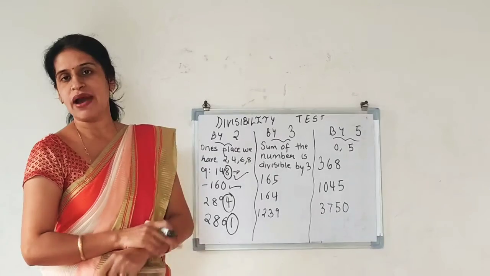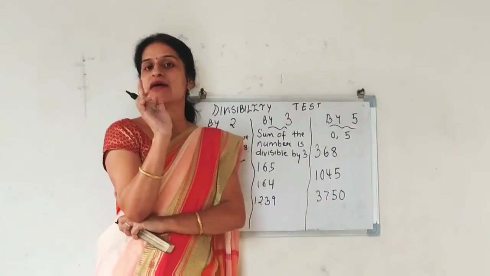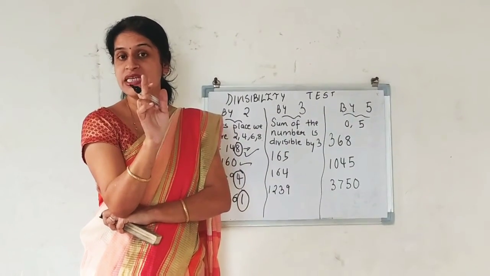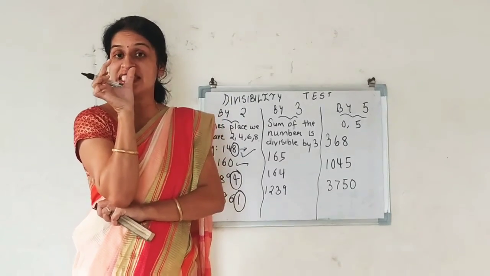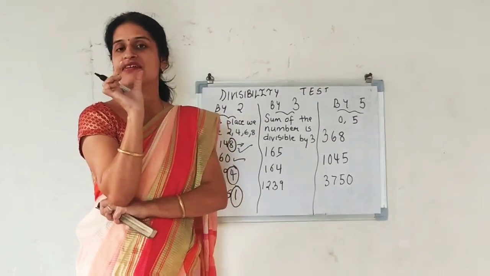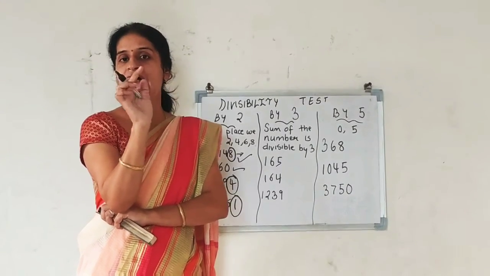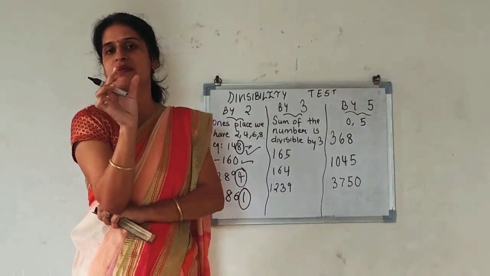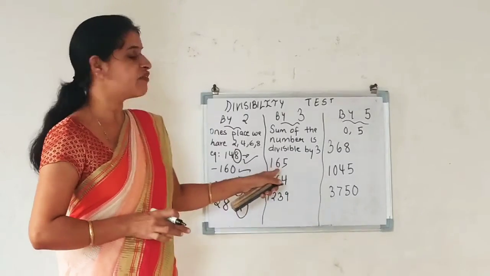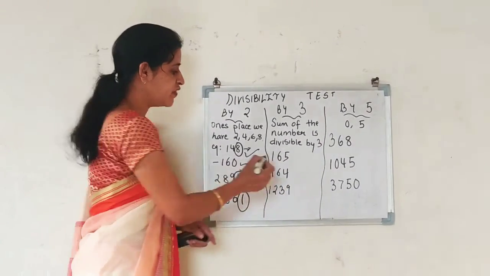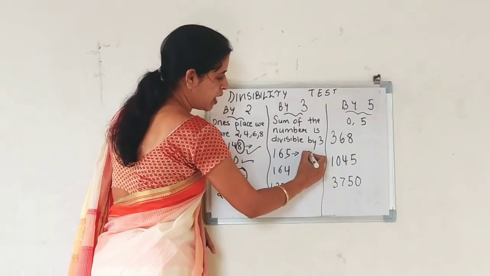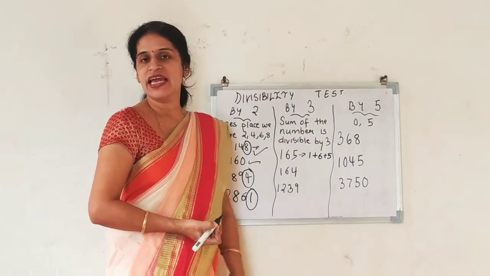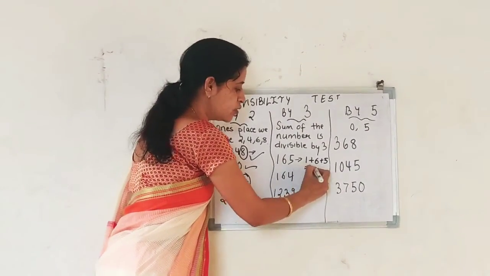Now let's see the divisibility by 3. Only those numbers are divisible by 3 whose sum of digits is divisible by 3. By the word sum, I mean you add all the digits and see whether that total is divisible by 3 or not. I have written the number 165. Let's see the sum: 1 plus 6 plus 5. 6 plus 1 is 7 and 7 plus 5 is 12.